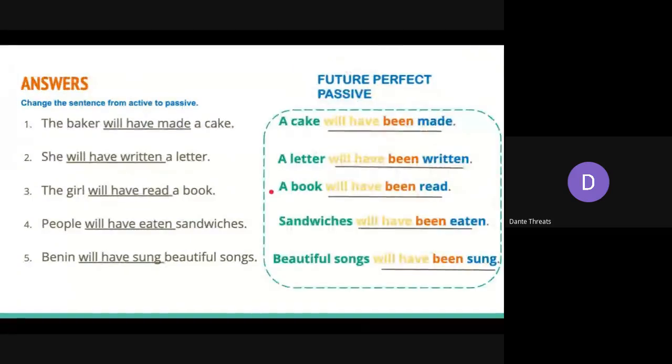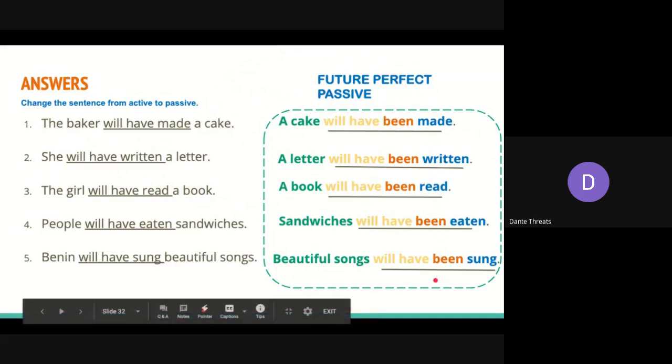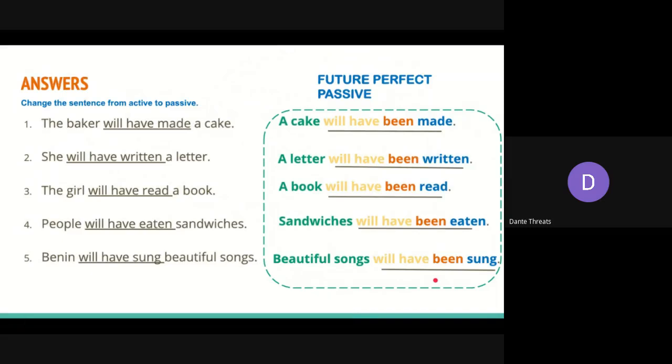Okay, so let's check some of your answers. The baker will have made a cake. A cake will have been made. Again, why? We take out the subject, make the object the subject, keep both helping verbs, add been, and then keep the participle. And it's the same way for all of the rest of these answers.